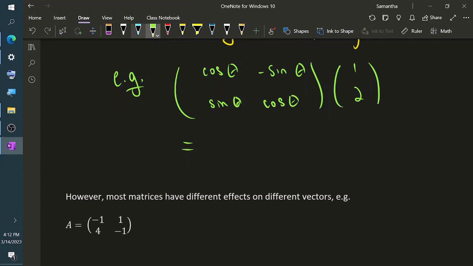So the first row would be cosine theta times 1 plus negative sine theta times 2, so cos theta minus 2 sine theta. And the answer for the bottom row would be sine theta times 1 plus cosine theta times 2, so that would be sine theta plus 2 cos theta. And that would be the y component, the second entry in the answer. Let's go to Desmos and let's graph this and have a look at what's going on.